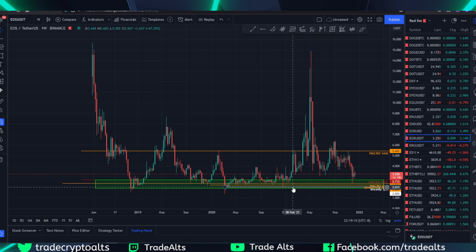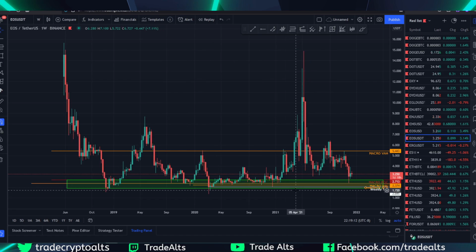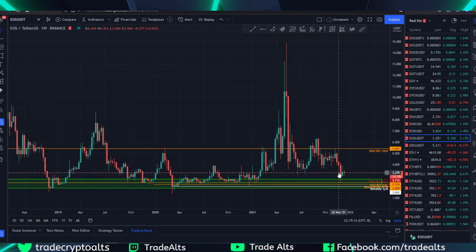So hopefully that makes sense. But that is one way that I trade macro value areas. And this is, again, something you're going to see on a lot of alts right now, as we've had quite a big retracement on Bitcoin. Market's pretty beat down at the moment. But you're probably going to see a fair amount of alts that are pushing into similar regions like this.